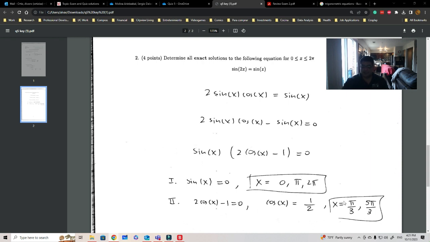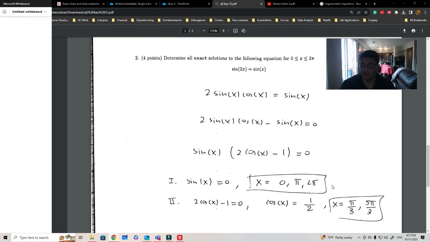So that means that we're going to have pi over 3 as the first angle in the first quadrant. But if we're going to get an angle in the fourth quadrant, then we have to do 2 pi minus pi over 3. And so that will be 5 pi over 3. And that's how we get this particular set of solutions.